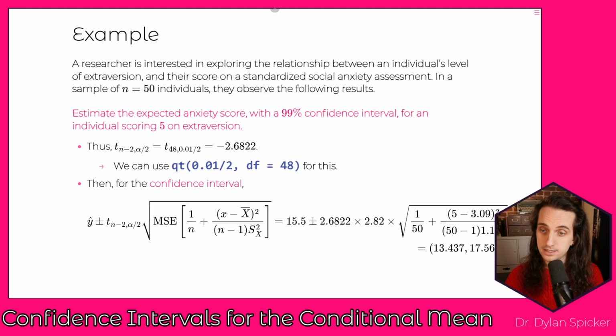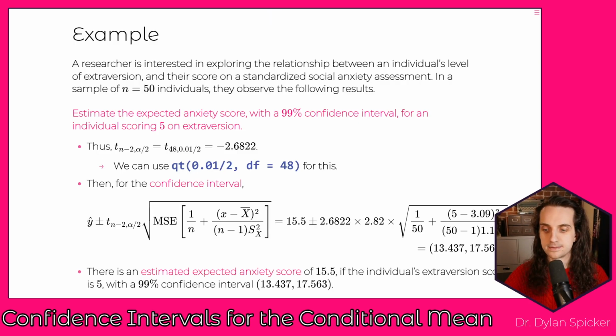And so then ultimately, on this problem here, there's an estimated expected anxiety score of 15.5 if the individual's level of extroversion is 5, and we have our 99% confidence interval is 13.437 up to 17.563.